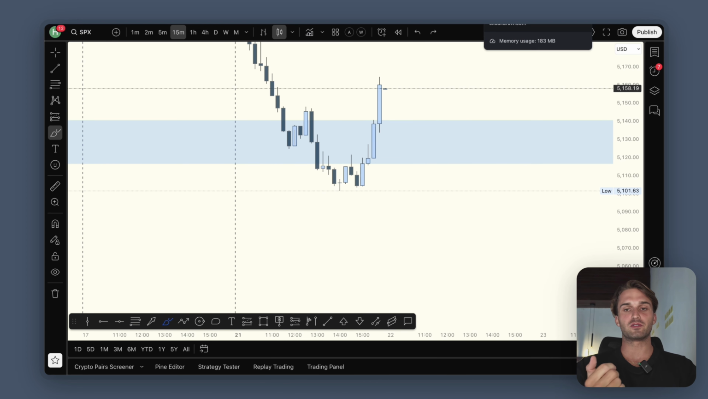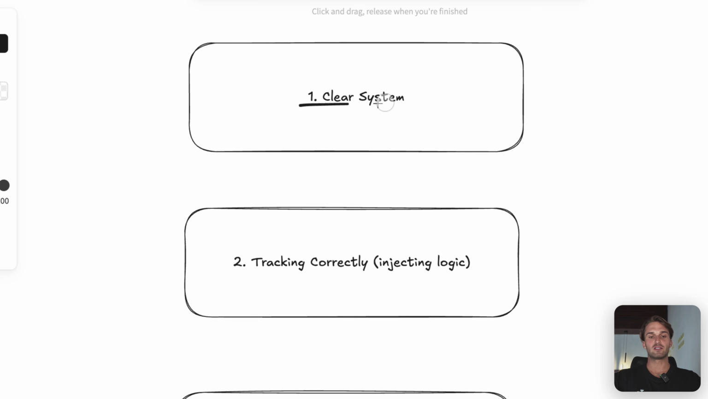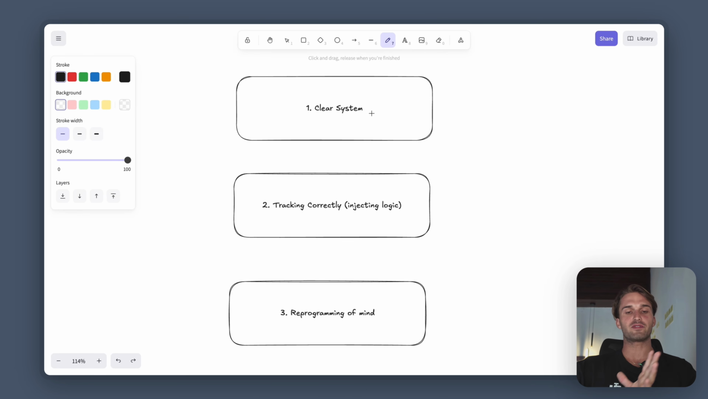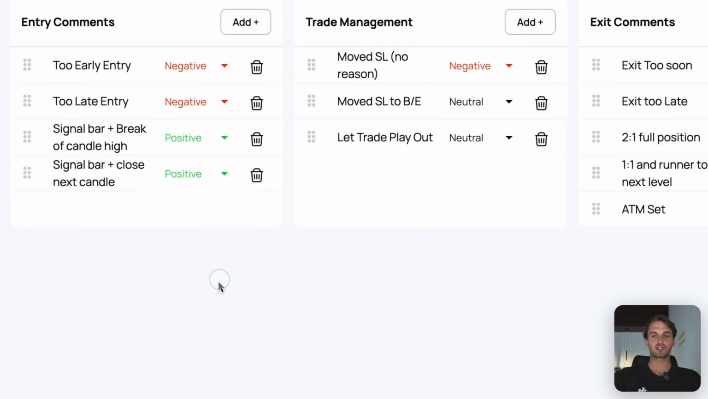And that brings us to number 2, which is tracking correctly and injecting the logic. So of course, first start with clarifying your system and making it so simple. Anyone, you can give it to me, you can give it to anyone, you can comment it in the comments below, and everyone will know and understand what kind of entries you are taking. The second is tracking correctly and injecting logic into your system, what works, what doesn't work.